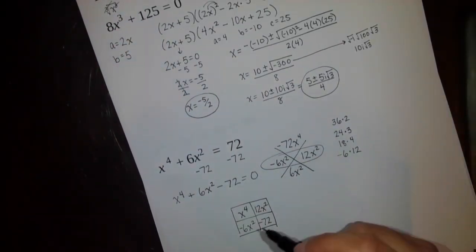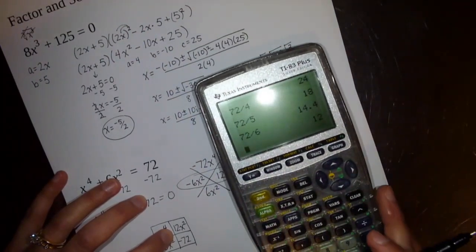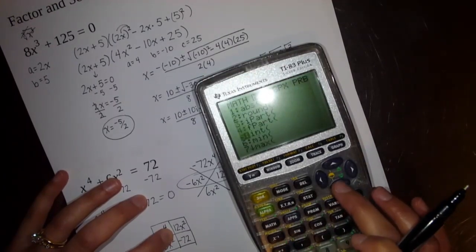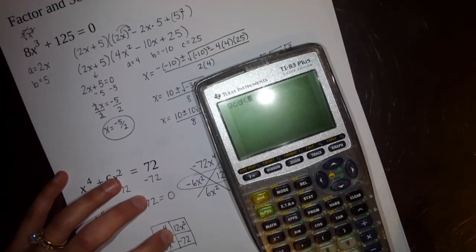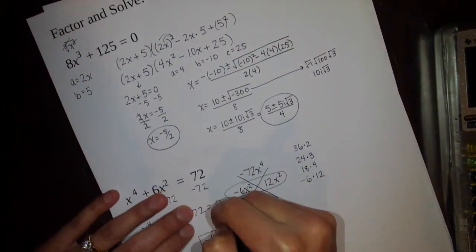Okay, so figuring out our GCFs here, again, you can use the calculator for finding your GCFs. Between 12 and 72, you go to math, over to number, down to GCD. 12, comma, 72 will be 12. So my GCF here is 12.